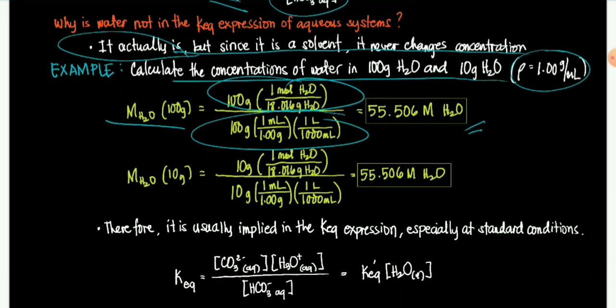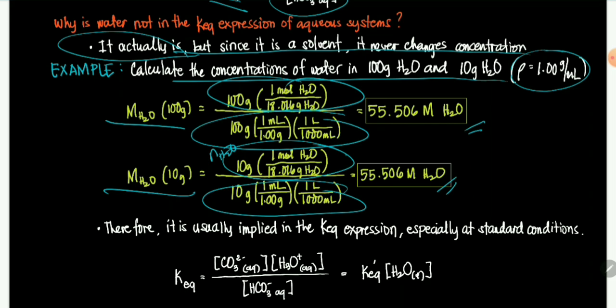Now for 10 grams of water, you do the same thing. Convert the 10 grams to number of moles, so it becomes n H2O over the volume of 10 grams of water. The result is still 55.506 molar H2O. So even if its amount changes, its concentration does not change. Okay? So we do not need to include it in our equilibrium constant expression.